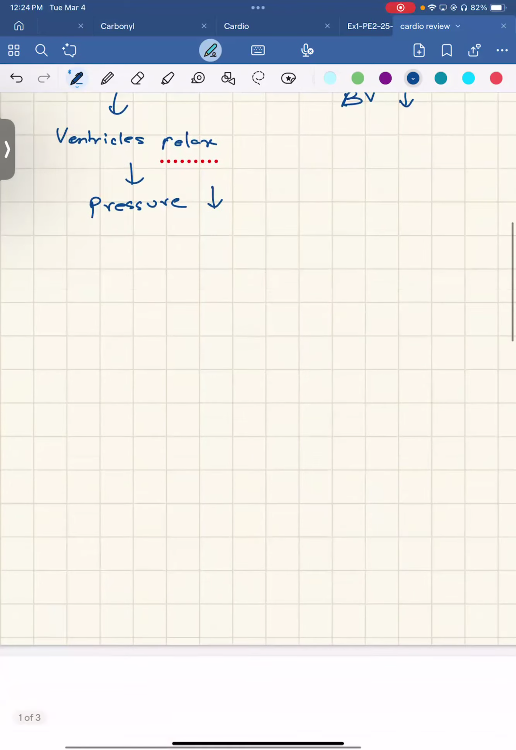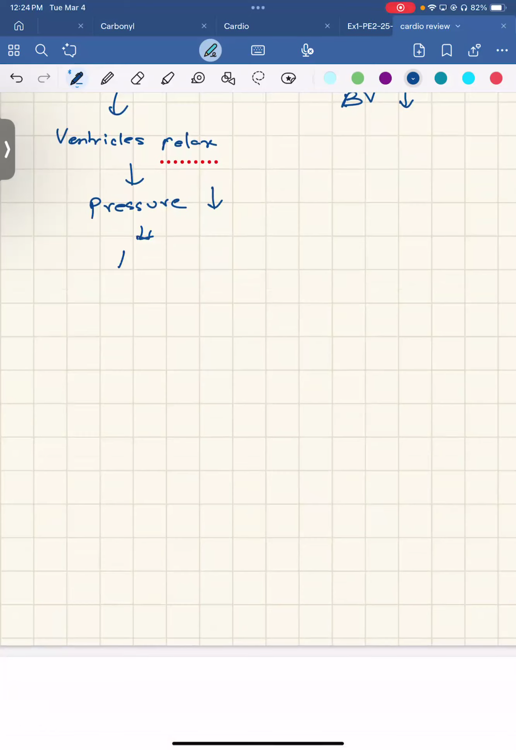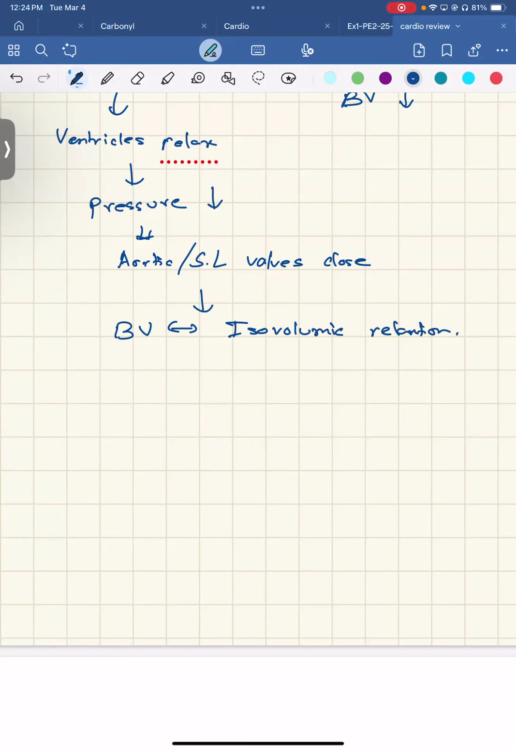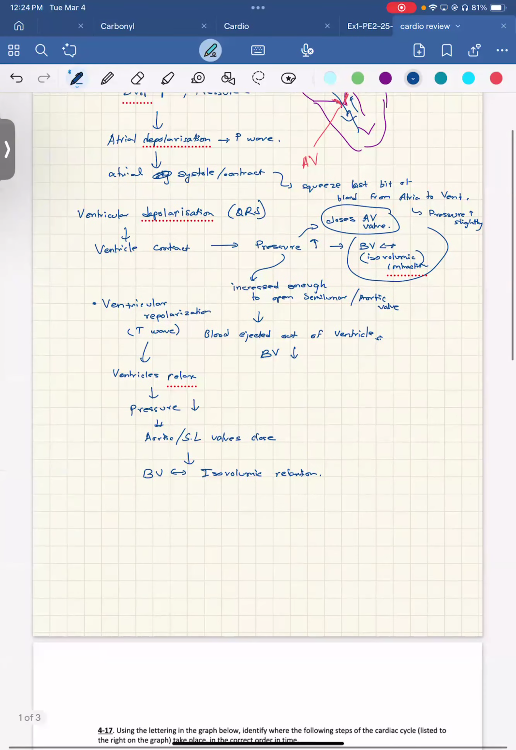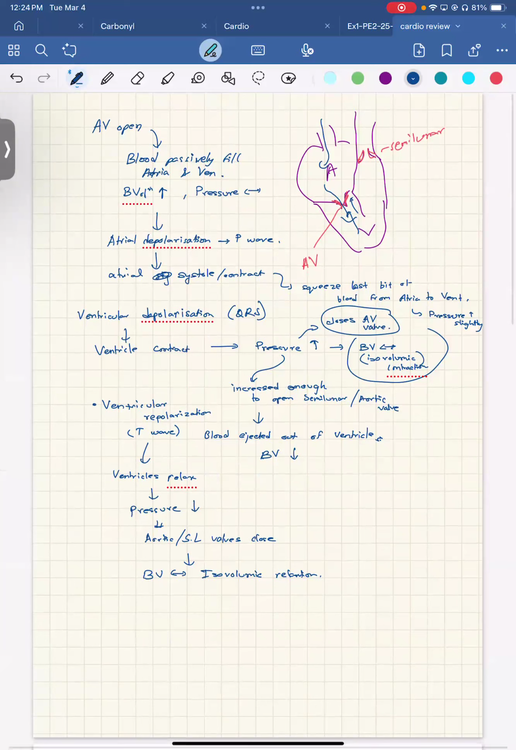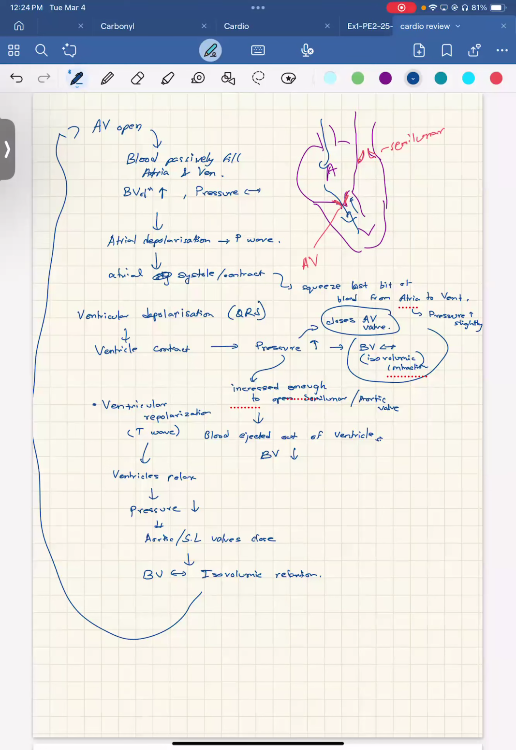Lowers to the point that the aortic or semilunar valves close. And if that happens, then both of the valves are closed now, which means you have blood volume not changing, which is the ISO. And then the pressure becomes so low that the AV valve opens again, and it's like a cycle. Cool.